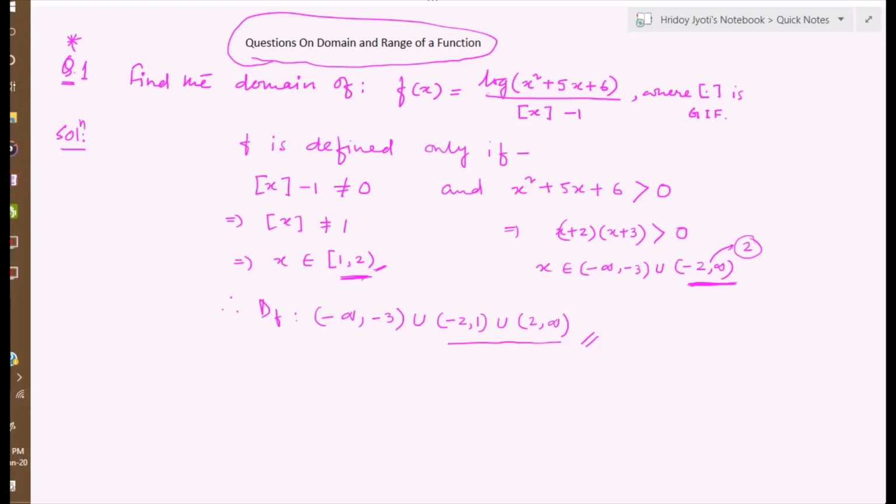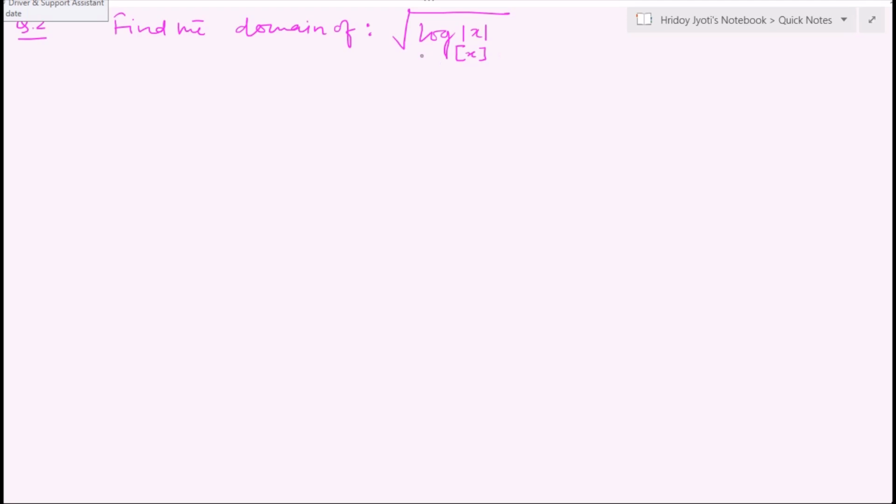Question 2. Find the domain of this function square root of log of modulus of x to the base greatest integer function of x. The solution to this problem goes like this. Here the first step would be log of modulus of x to the base greatest integer function of x has to be greater than or equal to 0 because it is there in the square root.